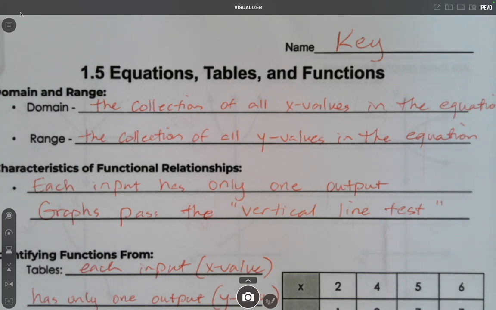So domain is all the x values, range is all the y. If it helps you remember, that's also alphabetical. D comes before R, X comes before Y. So D and X go together, R and Y go together. So I'll pause here and then go on to the next section.